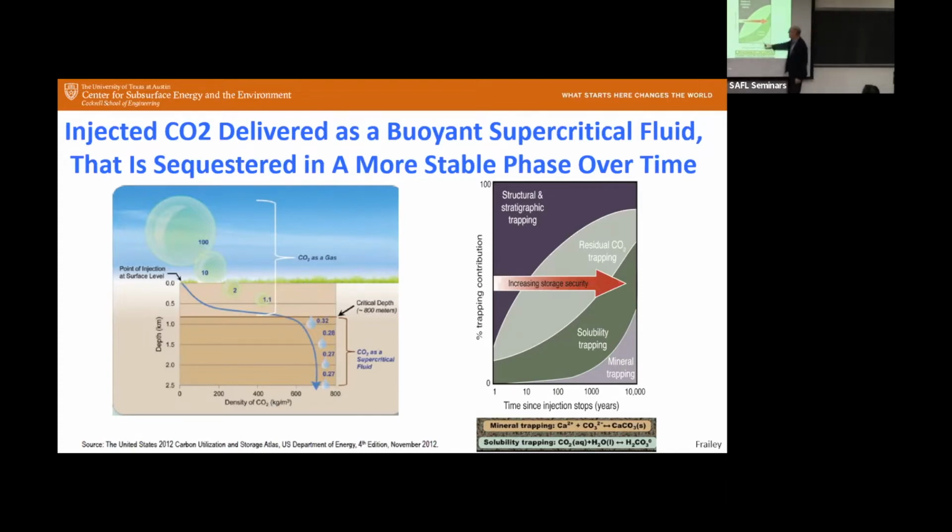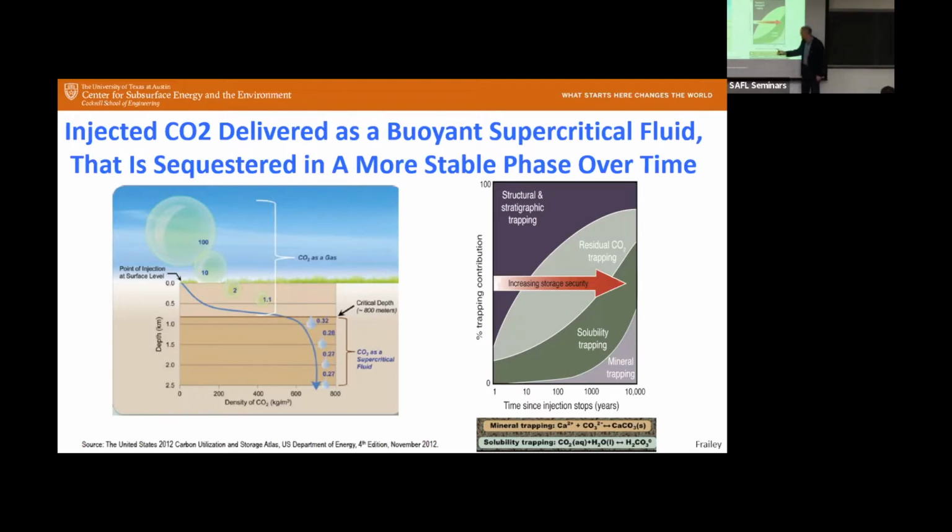When we inject that CO2, it is initially injected as a supercritical fluid. And so there needs to be some low permeability formation that traps it. We can call that structural or stratigraphic trapping, like a cap rock above that injection formation. Over time, some of that CO2 becomes trapped in individual pores, and we think of that as residual trapping.